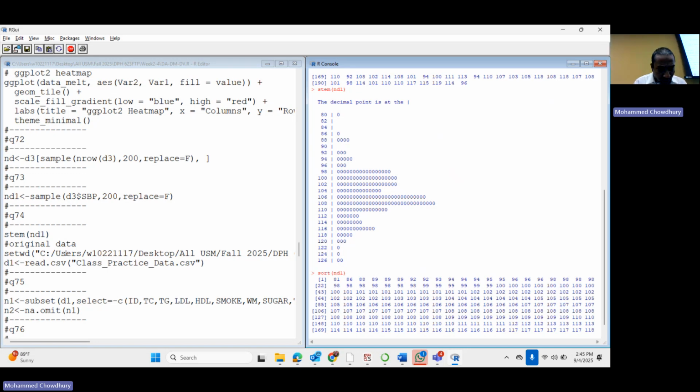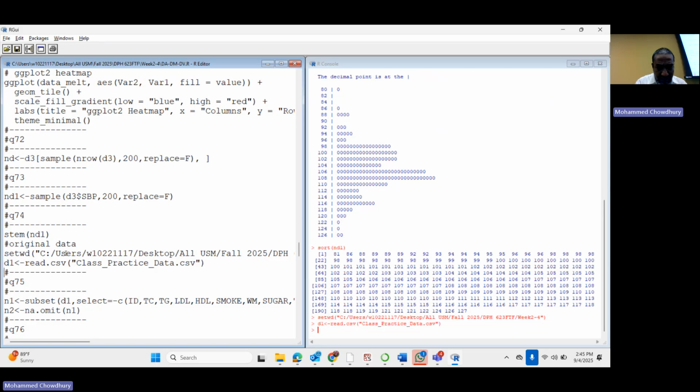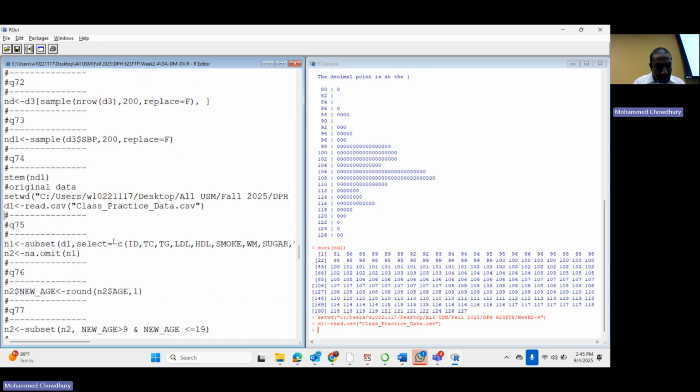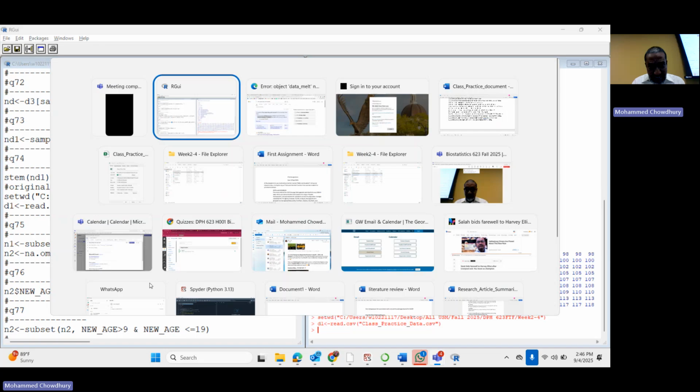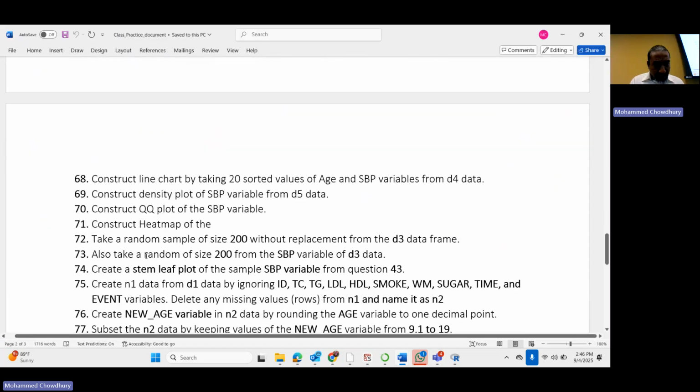Okay, so now let me go to the original data again and bring the original data again. Now I want to subset the data by excluding the ID variable, TC, TG, LDL, HDL, smoke. These are the variables that have the highest missing values. I do not want them, so that is why I am excluding them by putting a negative sign in there. Do you see I put a negative sign in there? That means these variables in these data N1 from D1 data are not selected. Okay, so take a look at the questions that I have in there. Question number 75.